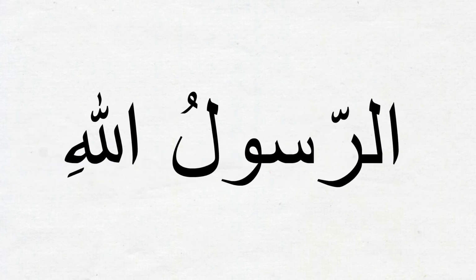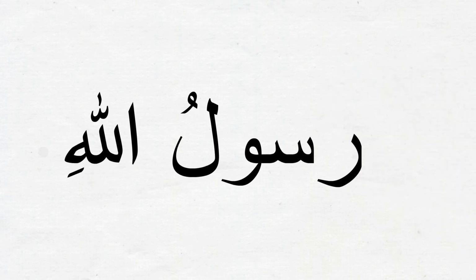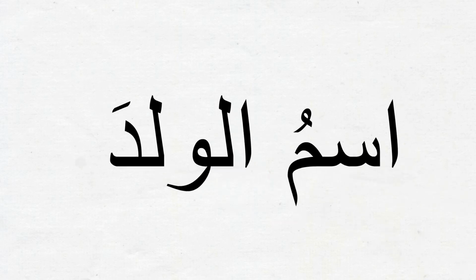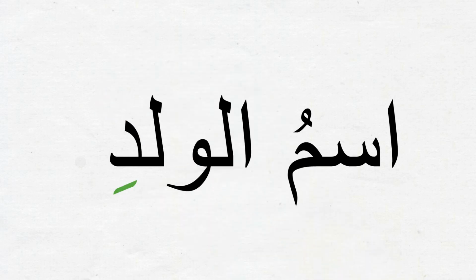Next, ar-rasulullahi. We should not have al article in the mudaf, so the correct construction is rasulullahi. The next example is ismul walada. Can you tell what is the state of mudaf ilayh al-walada here? It is mansub, but it should be majroor. We should correct it by turning walada to waladi. The right combination is ismul waladi.